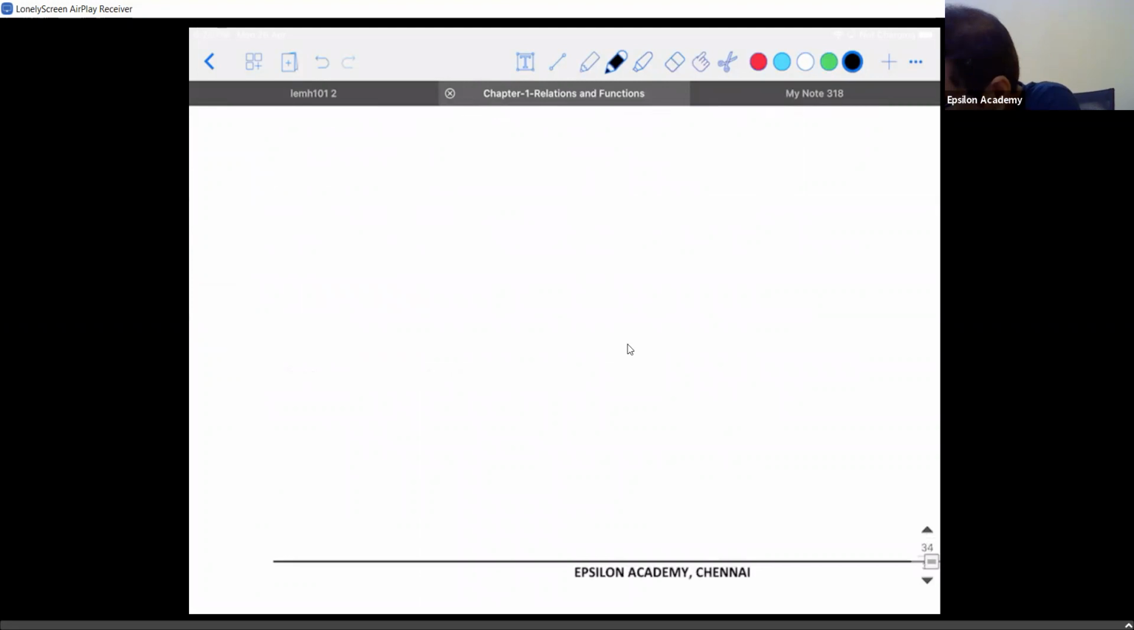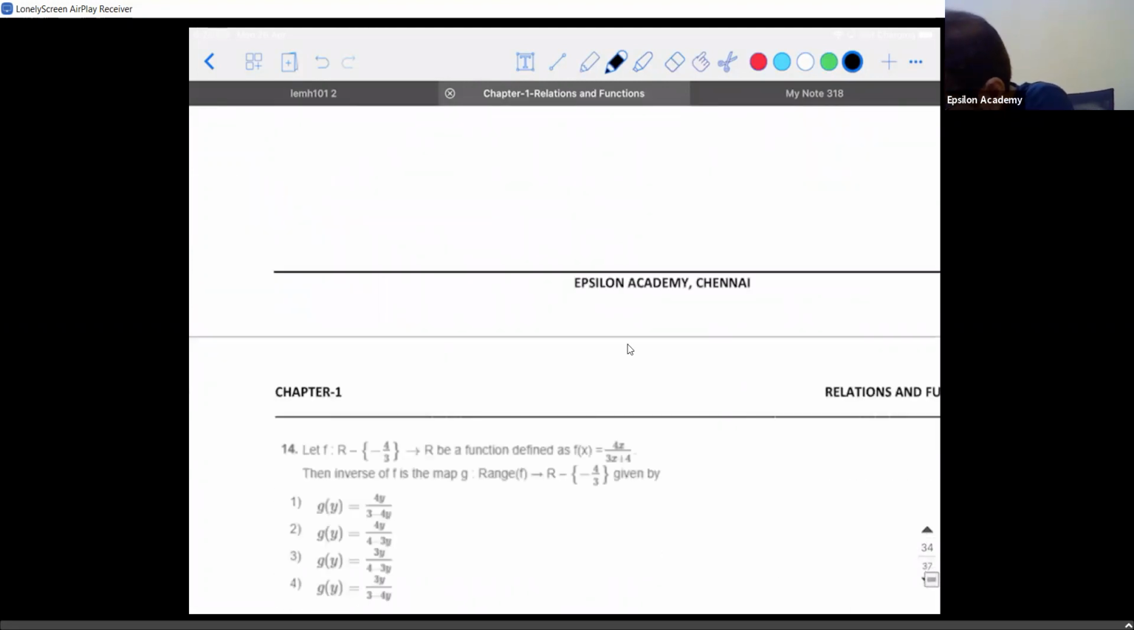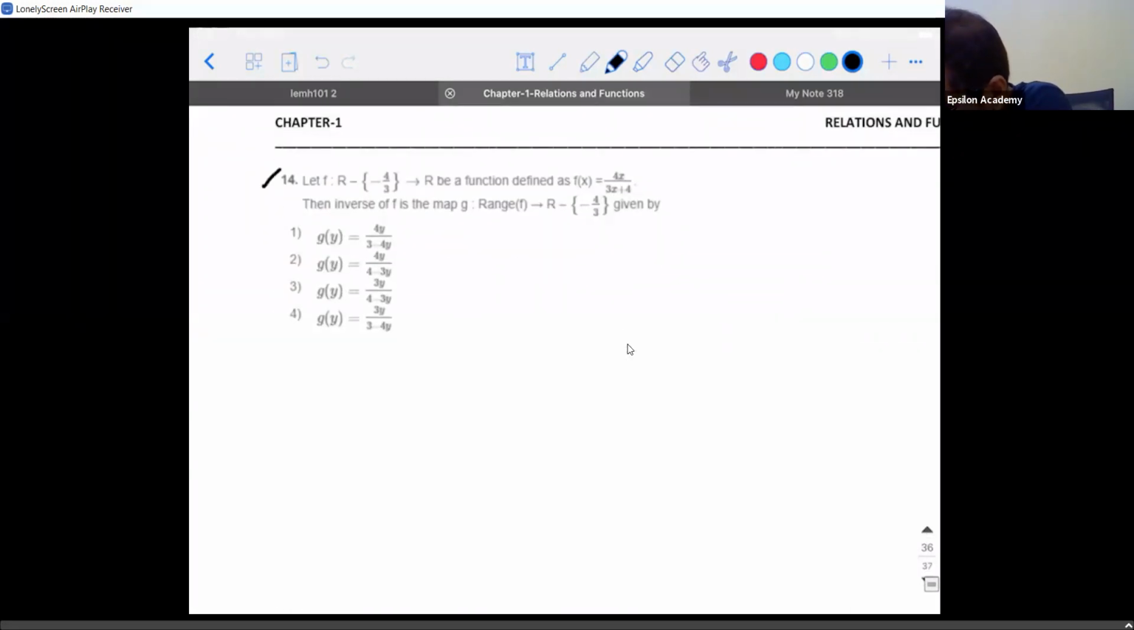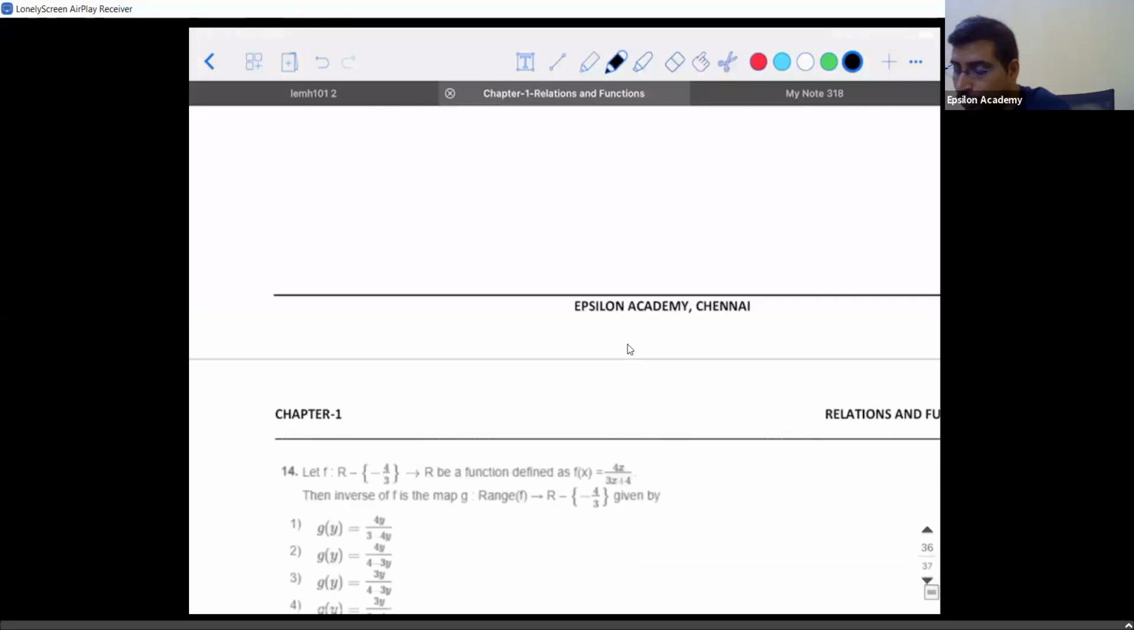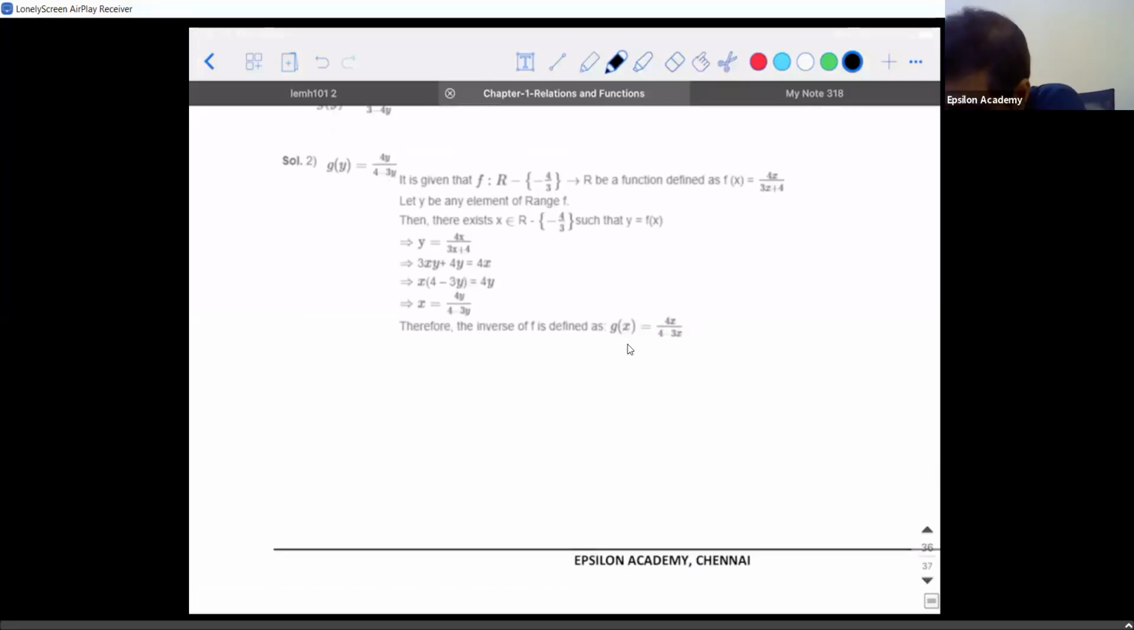So remaining problems I'm leaving to you. You can solve them tomorrow. So with this, the chapter is over, guys. The next chapter that we need to start is inverse trigonometric functions.